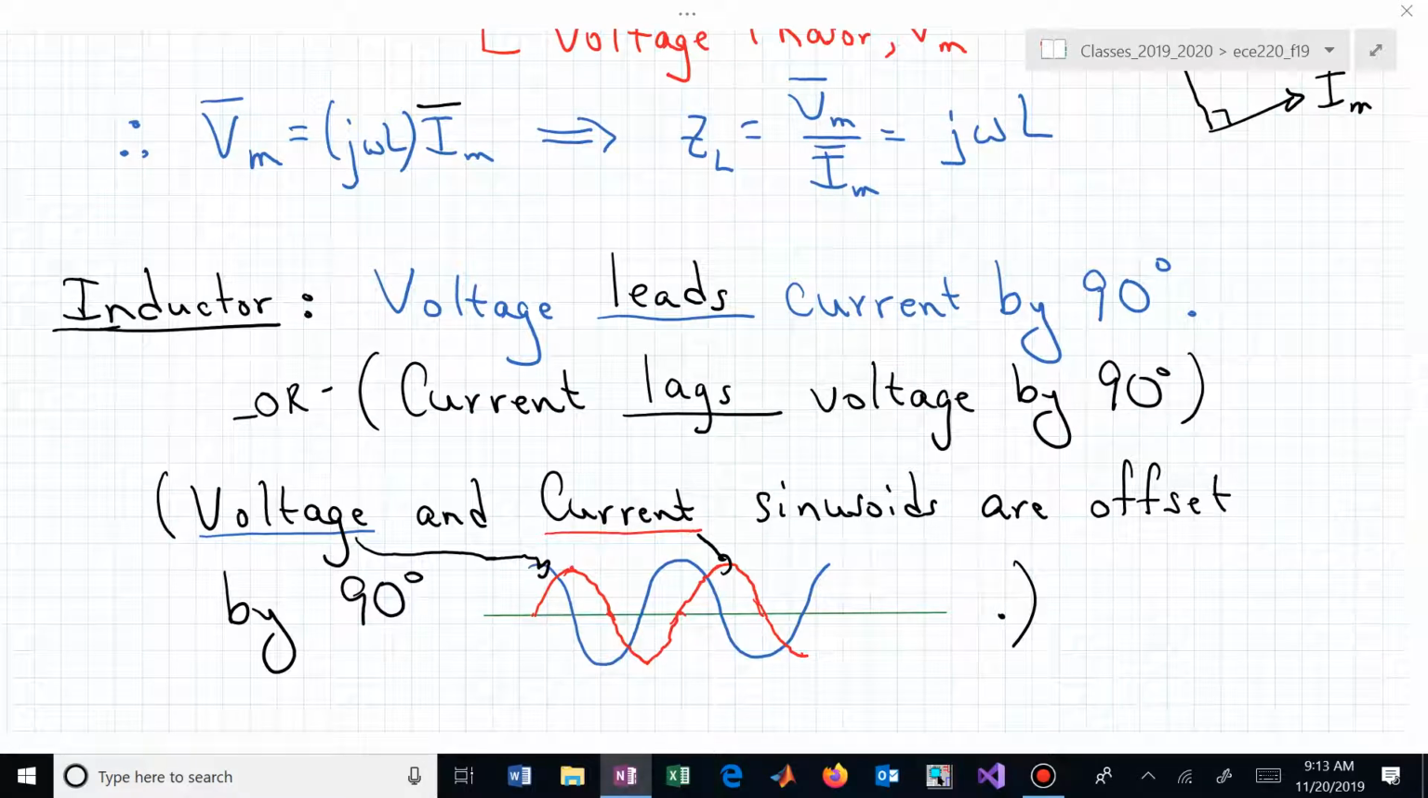Our phase shift is 90 degrees, and what's a full cycle? A full cycle is 360, 4 of those 90s. So that's why you're staggered 1/4 of a period between the blue curve and the red curve for this inductor, because they do differ by 90 degrees.